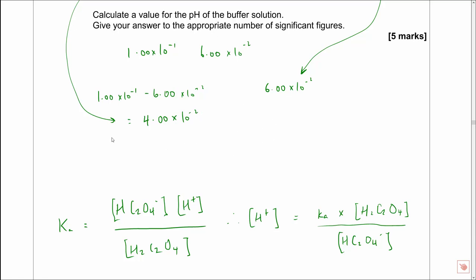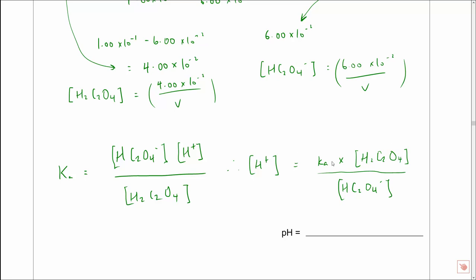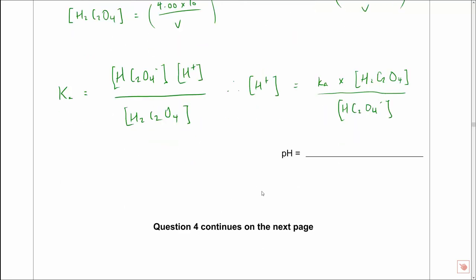In this instance, the concentration of the H2C2O4 is going to be moles over volume, 4.00 times 10 to the minus 2 over volume. And the concentration of the HC2O4 minus is going to be 6 times 10 to the minus 2 divided by V. Input those directly into here, and you'll find that the V's cancel. They don't need to give you the V because it cancels, so it's not the end of the world. Once you put your numbers in, you should get a hydrogen ion concentration of 3.927 times 10 to the minus 2. I've just substituted those numbers in there, and I'm not going to write it out, to save time.